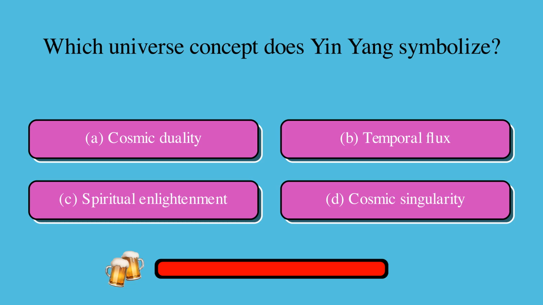Which universe concept does Yin Yang symbolize? Is it A, cosmic duality, B, temporal flux, C, spiritual enlightenment, or D, cosmic singularity? The correct answer is A, cosmic duality.